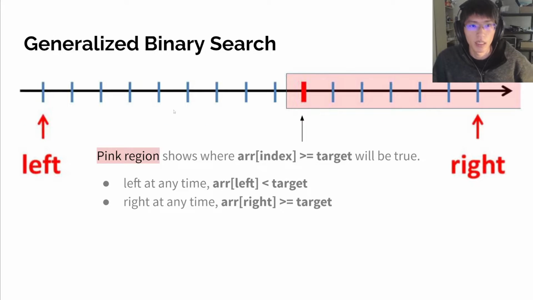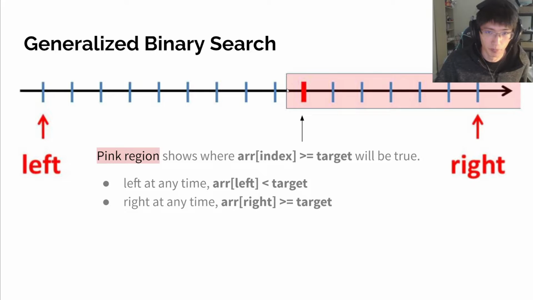Iterator. And then a more generalized binary search, the upper bound and lower bound, you can represent it kind of like this. Let's say the pink region shows where the array at index is going to be greater than or equal to the target. So you're always going to have this region where everything to the right is greater than or equal to the target, and everything to the left is less than the target. And then we want to return this value right here, which is greater than or equal to the target, but the lowest value. So this is what we're looking for.